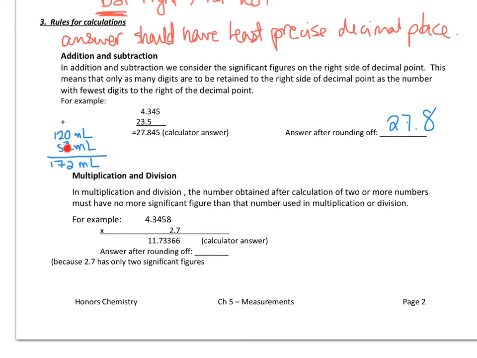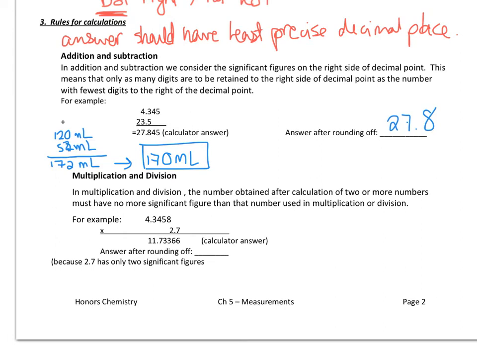52, the last sig fig is to the ones place. So then you ask yourself, tens place or ones place, which is less precise? The tens is less precise, so your answer should round to the tens place. And so the correct answer would be 170 milliliters. All right, so that's addition and subtraction. Basically, you look at the decimal place is what you care about. You want the least precise decimal place.